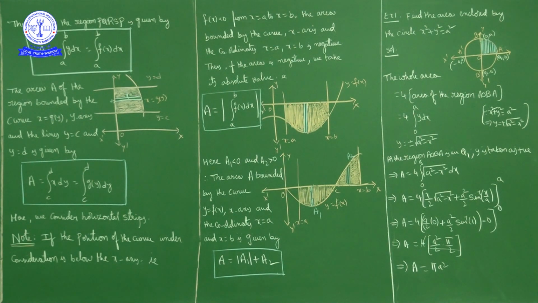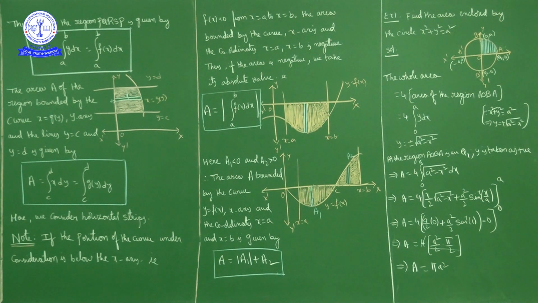Now suppose between x is equal to a and x is equal to b, some part of the graph is negative, some part of the graph is positive. Something like this. Suppose from x is equal to a to x is equal to b we are finding area. Suppose a to c area is negative and c to b area is positive. So you are finding area between the lines x is equal to a and x is equal to b for the function y is equal to f of x.